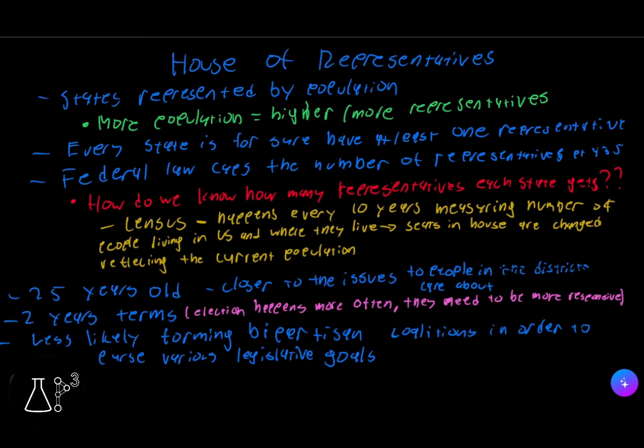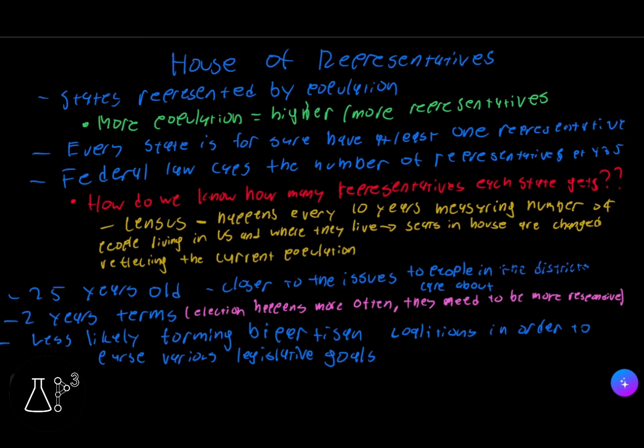Now you might be asking, how do we know how many representatives each state gets? Well, we have something called the census, which happens every 10 years, measuring the number of people living in the U.S. and where they live. And basically, seats in the House are changed, reflecting the current population. Now, you need to be 25 years old, younger than the people in the Senate. And you're going to have 2-year terms.